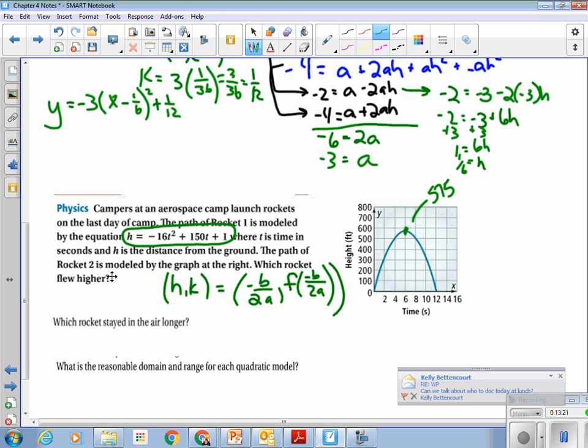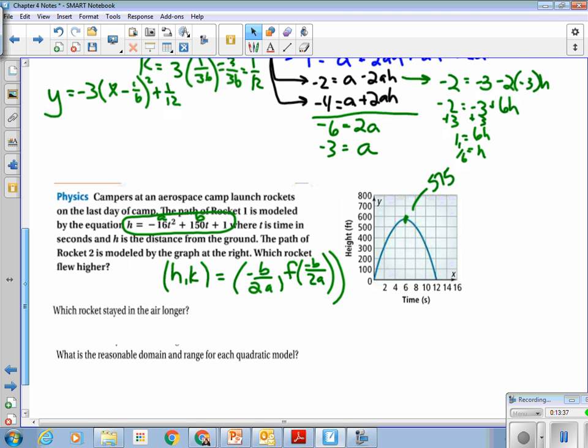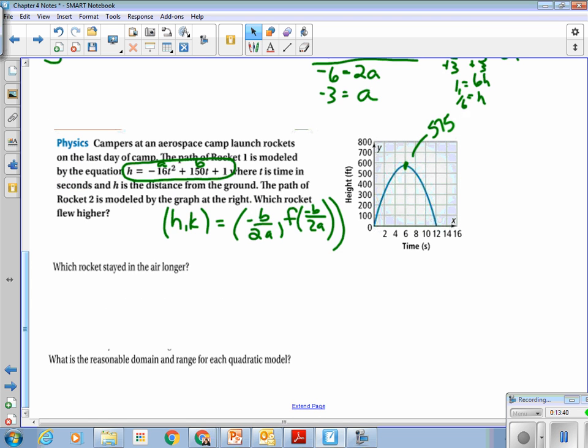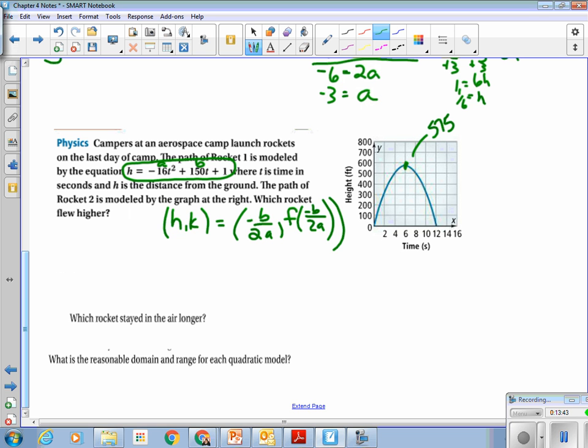So all I have to do is determine what is a and what is b. A is the guy in front of the square term, so he is negative 16 in this problem. Give myself some more room. So a is negative 16 and b is 150. So I'm looking for that vertex for our first rocket. So negative b over 2 times a.